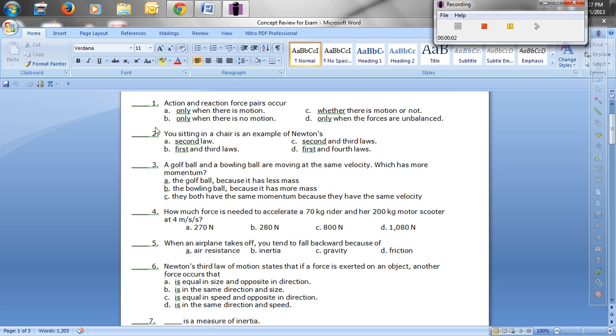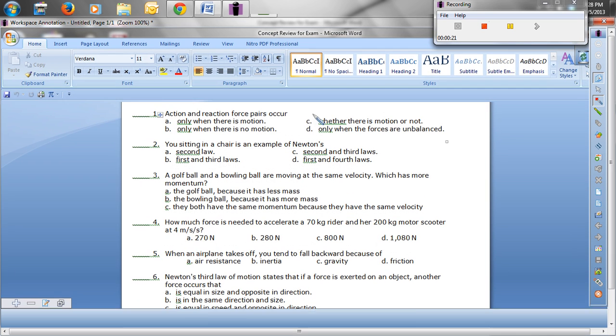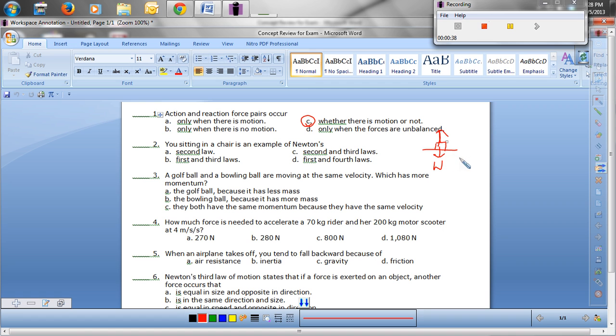Okay, so the first one says that acceleration and reaction forces occur anytime, whether there's motion or not. If you have a box sitting on the table, you have the Earth pulling down on the box, that creates the weight. You have the table pushing up on the box, so that's my action-reaction. Two different objects, the Earth and the box, and it's not in motion, but there's action-reaction. Same thing happens when something is moving.